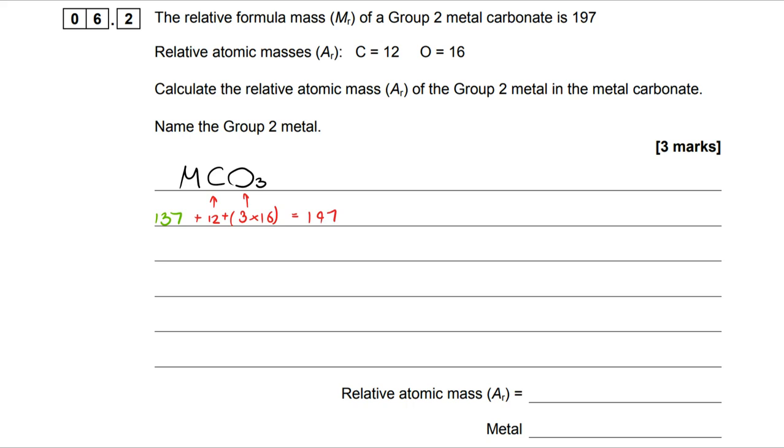All I then have to do is go to the periodic table, work my way down group 2 until I can see the metal that has a mass number of 137, and that's barium, as you can see here highlighted.